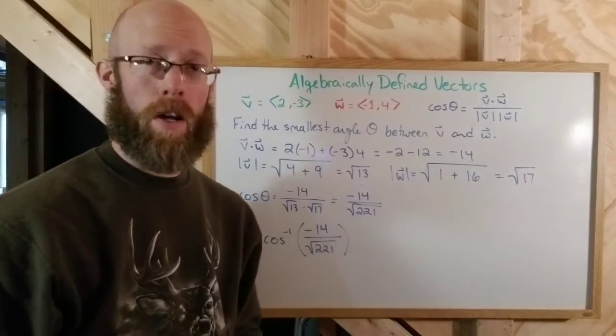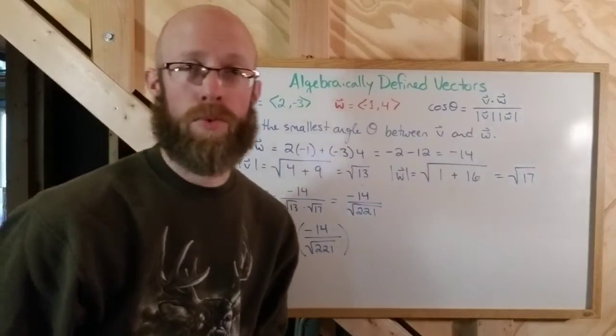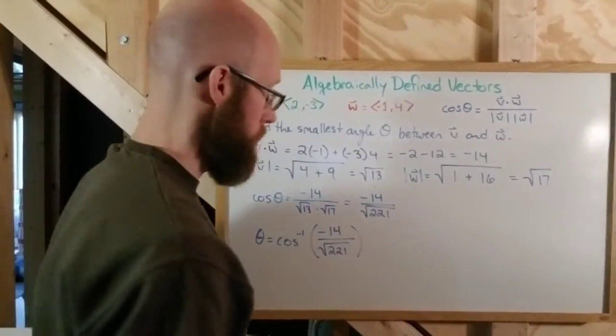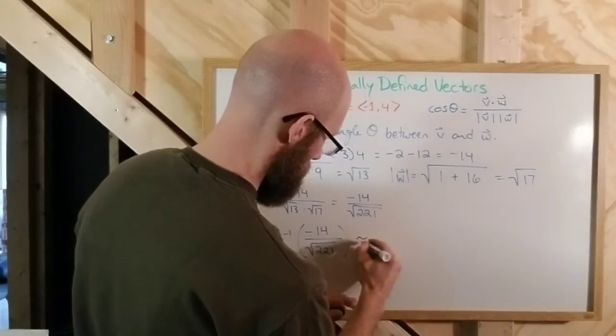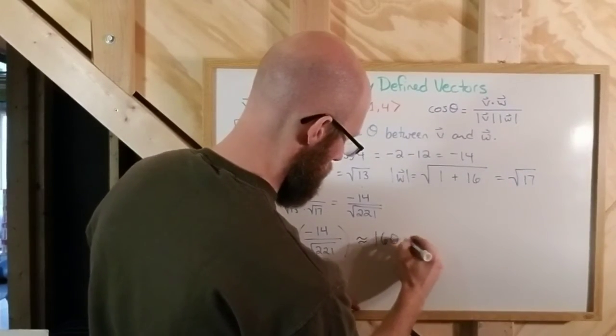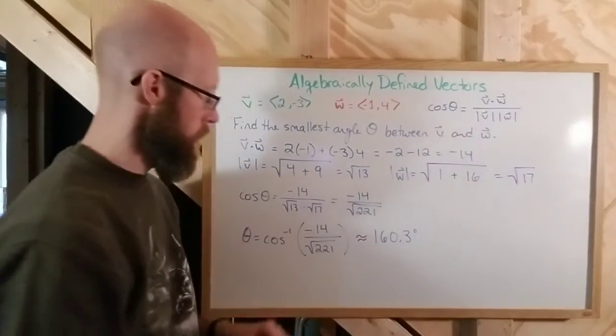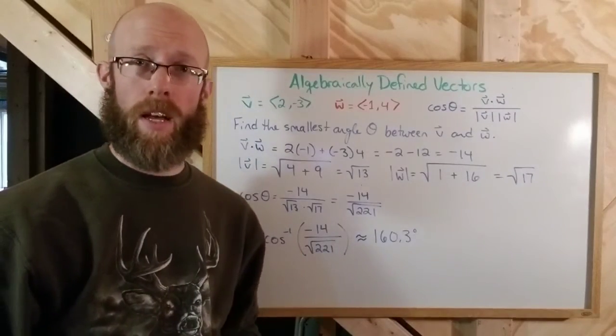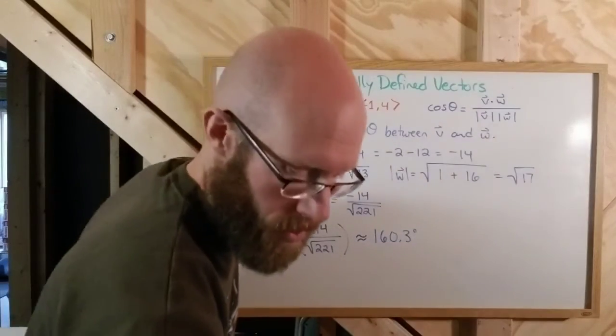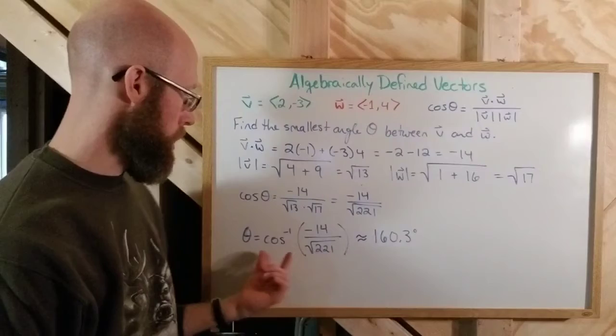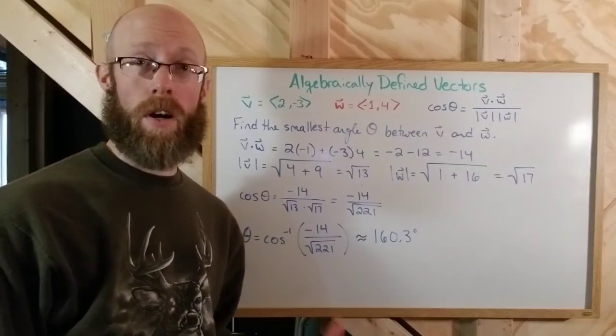And that gives us about a 160.3 degree angle if I round that to the nearest tenth. So this is approximately 160.3 degrees. That is a second quadrant angle. It's an obtuse angle. And so that comes directly out of the inverse cosine.